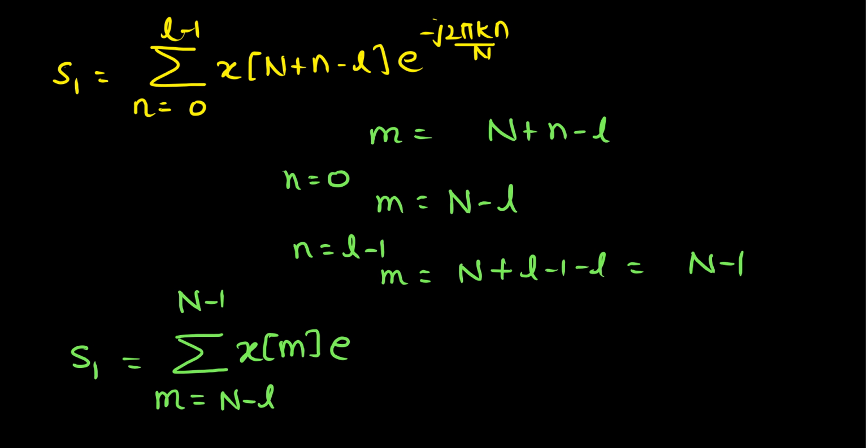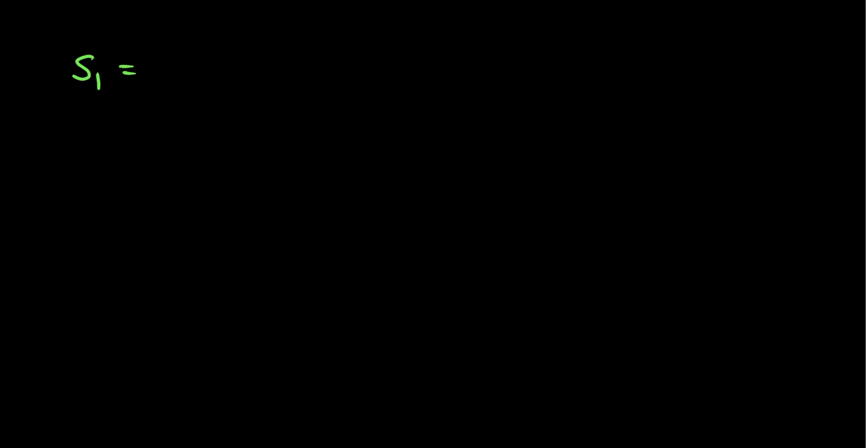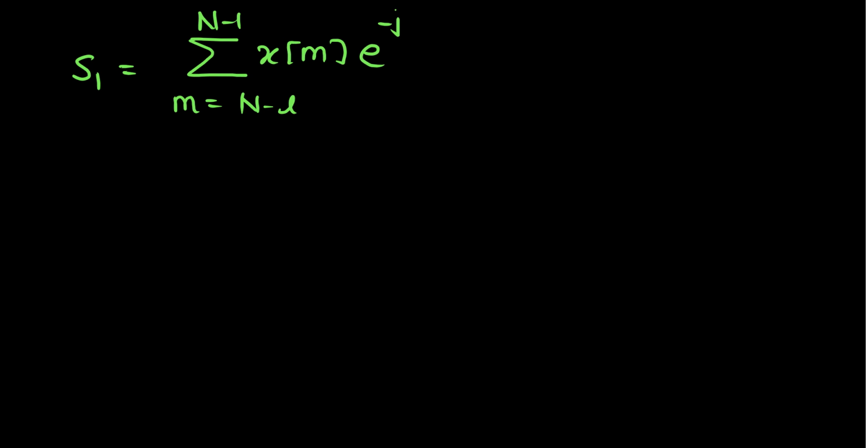into e to the power minus j 2 pi k by n, and the value of this n is to be substituted as m minus n minus L. Plus L. Therefore what we have is S1 is equal to summation m running from n minus L to n minus 1 x of m multiplied by e to the power minus j 2 pi k by n.